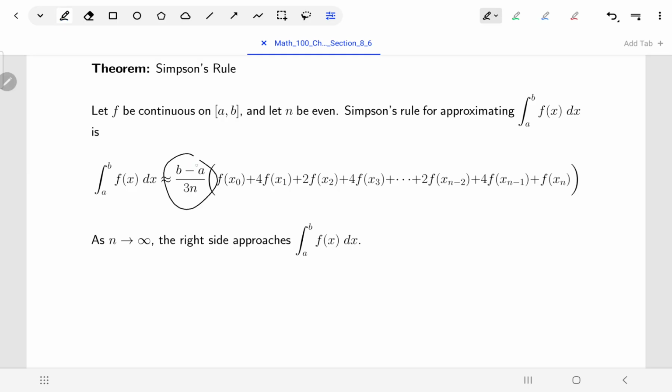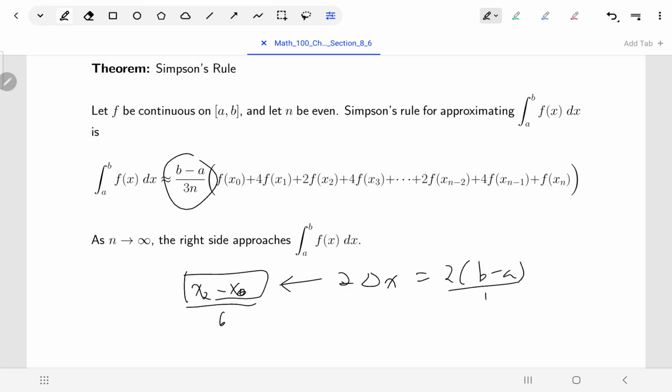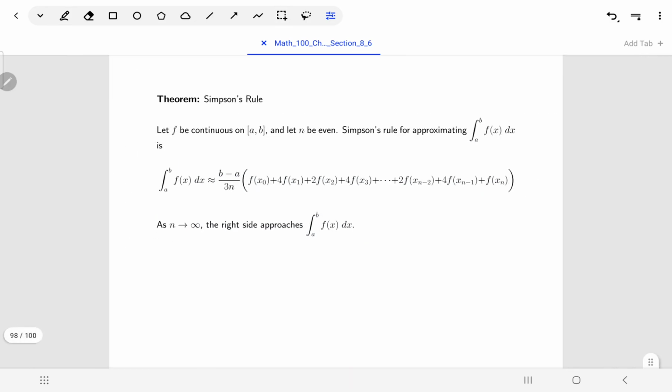The number that's in front, this b minus a over 3n, that came from, remember that our distance that we had between our x values was originally written as x2 minus x0 over 6 and x4 minus x2 over 6 and all the rest. This is the same thing as 2 times delta x. That's the width of 2 subintervals, which is 2 times b minus a over n. So what we wind up with is 2 times b minus a over n times 6. The 2 and the 6 cancel, leaving the 3. So that's where that part of that formula comes in. Same thing as with trapezoidal rule.